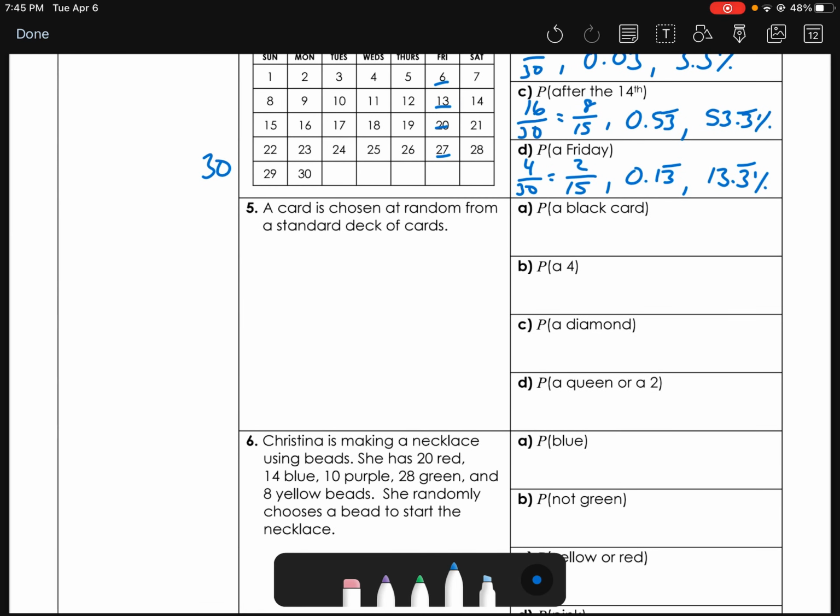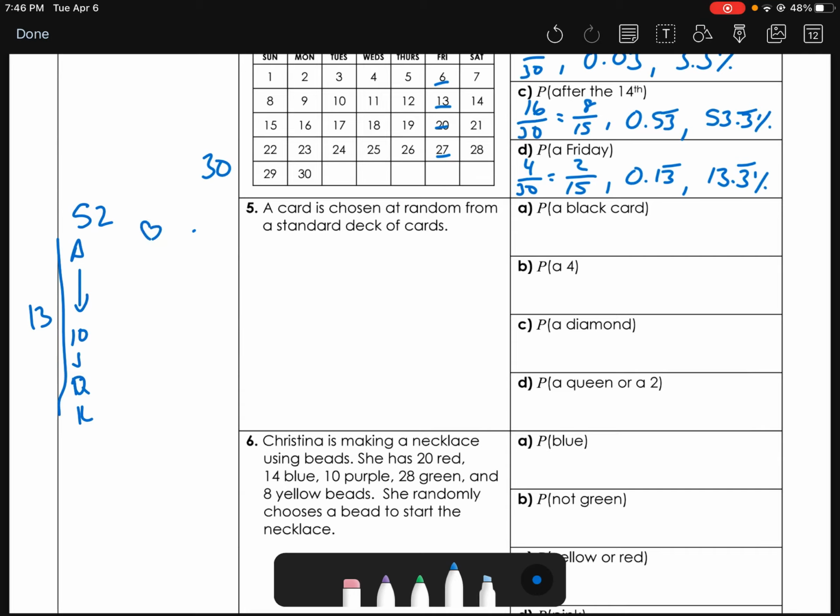All right, a card is chosen at random from a standard deck of cards. Just in case some of you guys have not played cards before, there are a total of 52 cards. You start off with ace, you go all the way down to 10, so 2, 3, 4, 5, 6, 7, 8, 9, 10, and you have jack, queen, and king. So each suit has 13 cards, and then there are 4 suits.